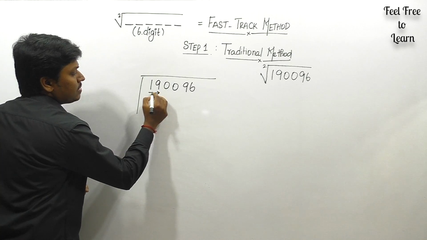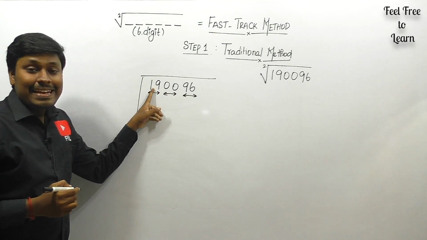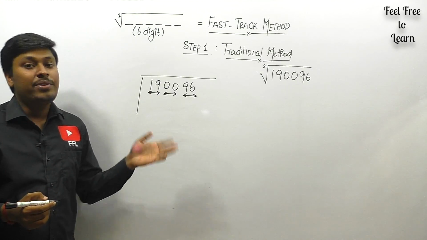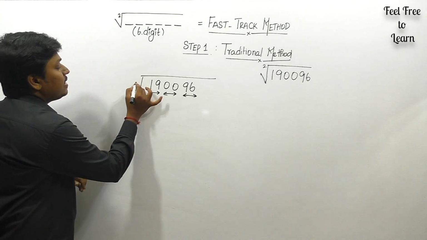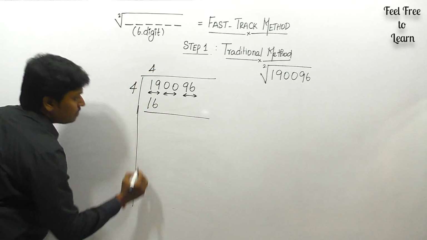So first 2-digit, second 2-digit, and the third 2-digit, right? Okay. So friends, here it is 19. 4 square is 16, 5 square is 25. It crosses 19. So definitely the first number will be 4. So 4 into 4 will be 16. And the remainder will be 3, right?